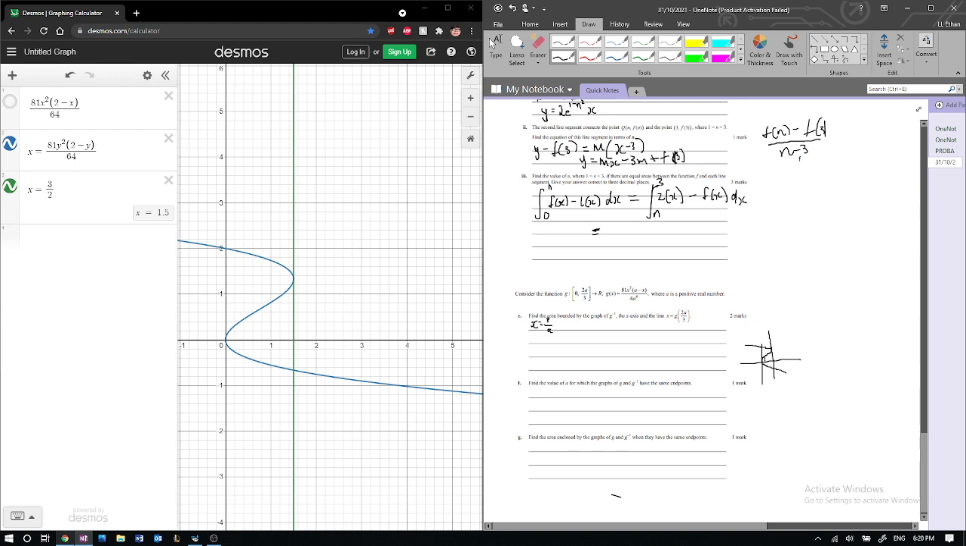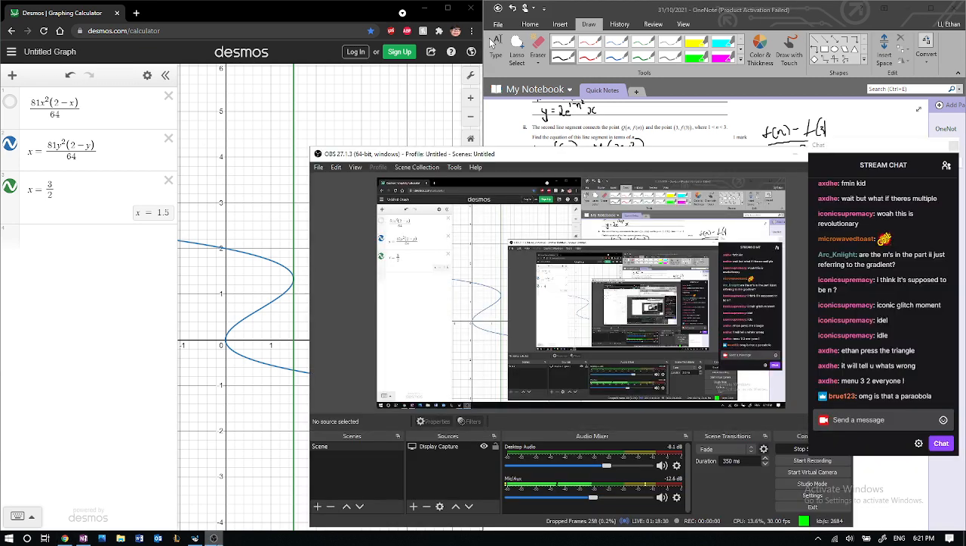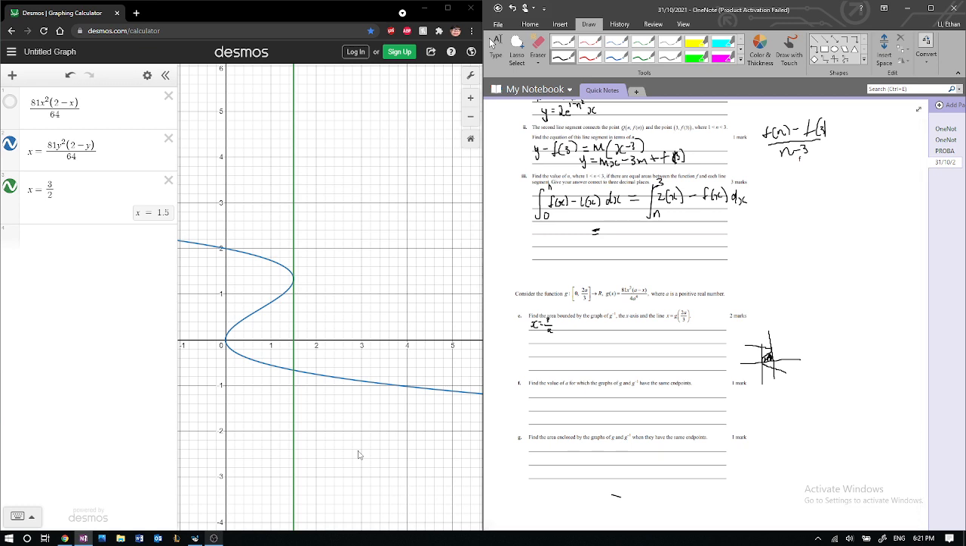So it's asking you to find this area, but it's impossible to find that area because we don't have an equation. So we're going to use symmetry to do it. Think back to what an inverse function actually is. For an inverse function, you're swapping the x and y values. So for every x value, it becomes a y value, and vice versa. Every y value becomes an x value.